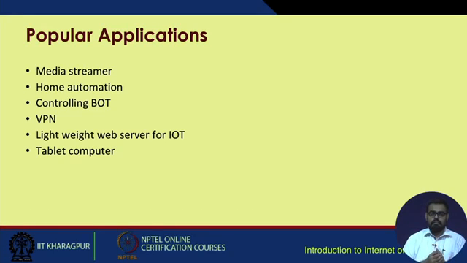Some basic and very popular applications you'll come across on the internet for Raspberry Pi based systems are mostly media streamers, home automation systems, controlling a bot, virtual private networks, a lightweight web server for IoT. Instead of having a dedicated big server for running IoT based applications, suppose you want to install a small IoT network in your home, maybe for home automation or home monitoring, you can obviously go for a Raspberry Pi based system. This system will act as a server, whereas your devices will start uploading data to the server. You can even run various analytics on the Raspberry Pi based server, and then you have a tablet computer based system. This Raspberry Pi is already a computer, just interface a monitor and some external peripheral devices, and you're ready to go.